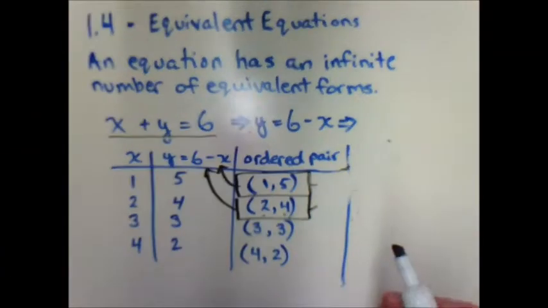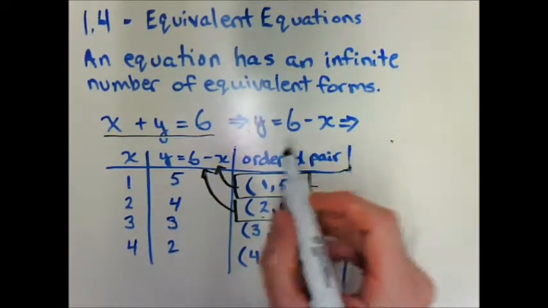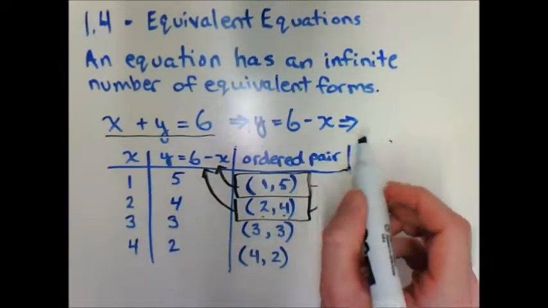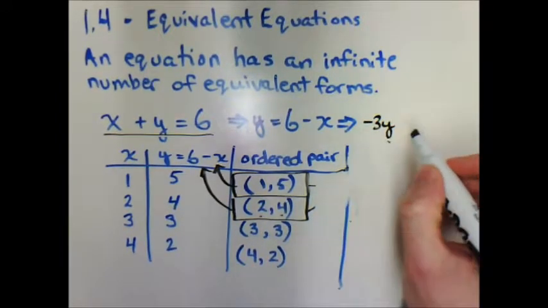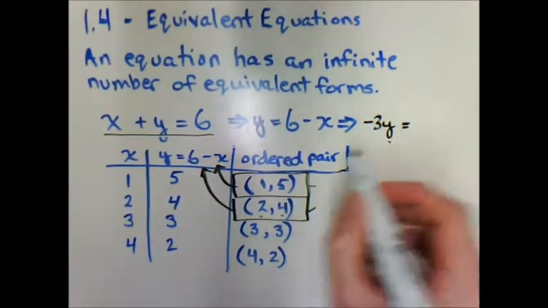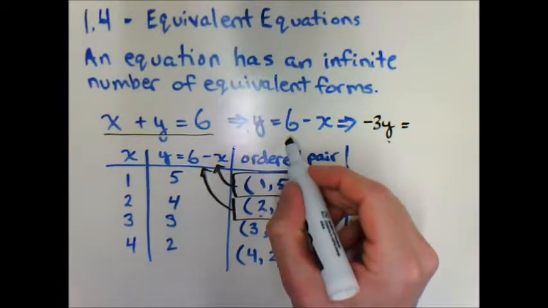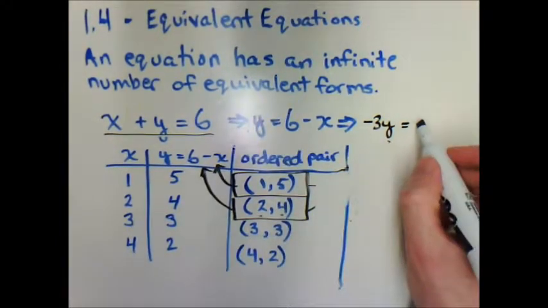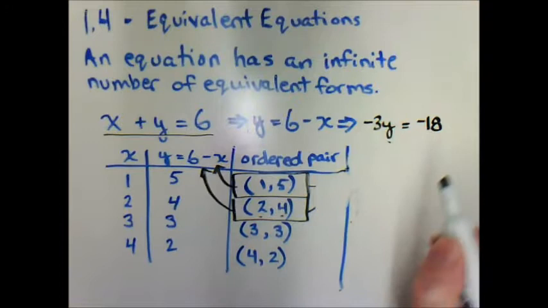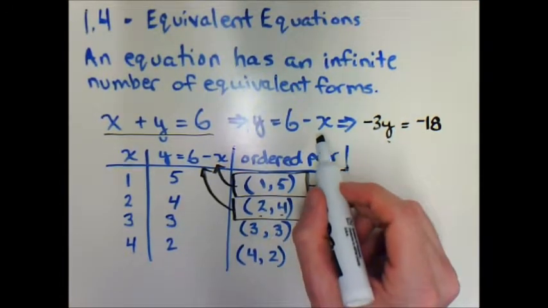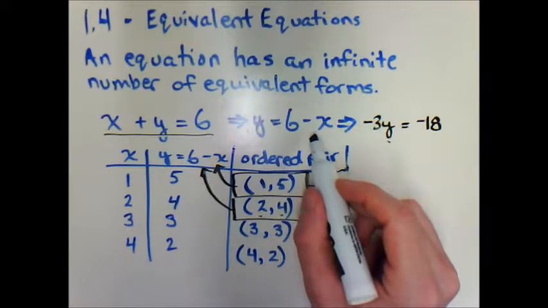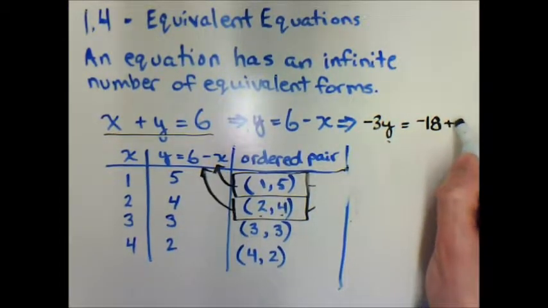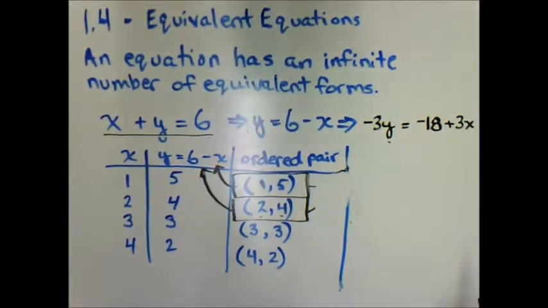All right, we're going to try to make another equivalent equation by multiplying each of these terms by -3. So instead of y, we're going to have -3y. Instead of 6, we're going to multiply 6 by -3. That's -18. And instead of -x, we're going to have -x times -3, which is positive 3x.